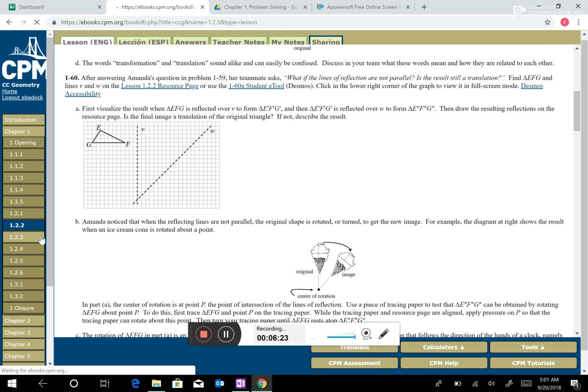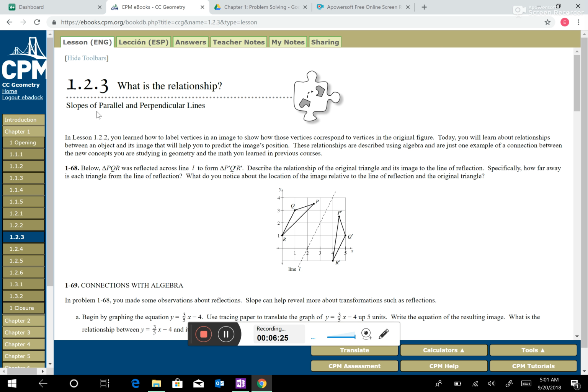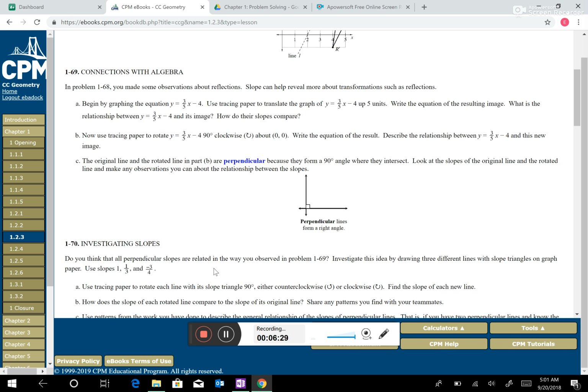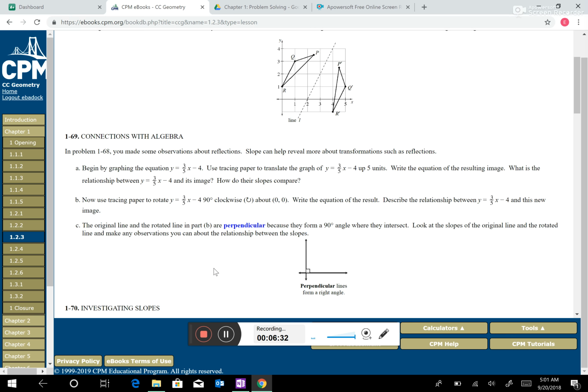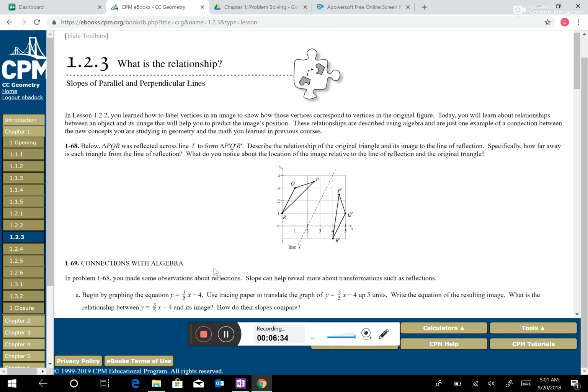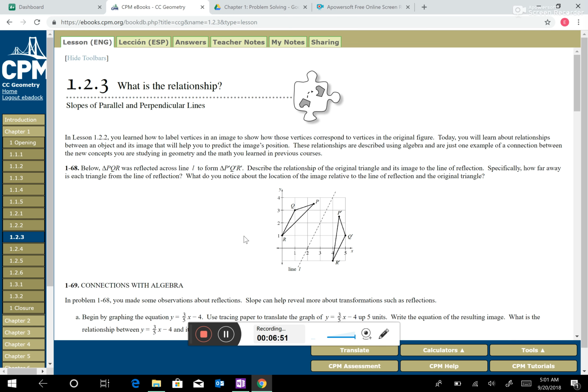So let's move on to 1.2.3, which was slopes of parallel and perpendicular lines, which is also a concept that you guys are going to have on your quiz. So if you remember, parallel lines, same slope. They're never going to touch. Perpendicular lines have opposite reciprocal. So you're going to flip-flop your fraction and change the sign. If it's positive, it becomes negative. If it's negative, it becomes positive.